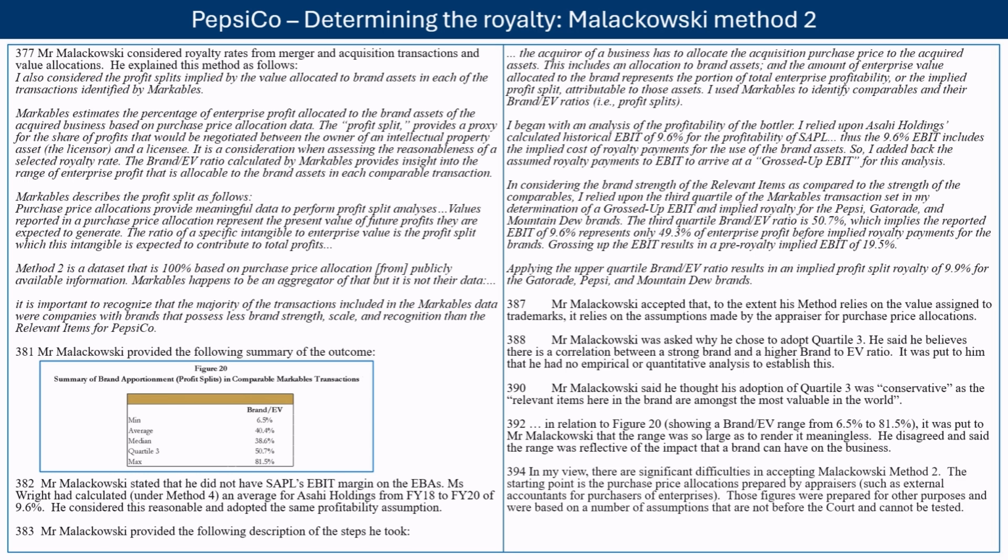But you can feel the judge is not happy with method 2. And he then also concludes, he says, in my view, there are significant difficulties in accepting the Malachowski method 2. The starting point is a purchase price allocation prepared by appraisers, such as external accountants for purchases of enterprises. And again, even if you know the purchase price, the allocation of that purchase price between tangibles and intangibles and different types of intangibles is still something done by accountants, maybe based on calculations of the company when they calculated their purchase price themselves, but it is still based on a number of assumptions. These are estimates, right? Those figures were prepared for other purposes, being acquisition, and were based on a number of assumptions that are not before the court and cannot be tested. So the judge throws out Malachowski method number 2.